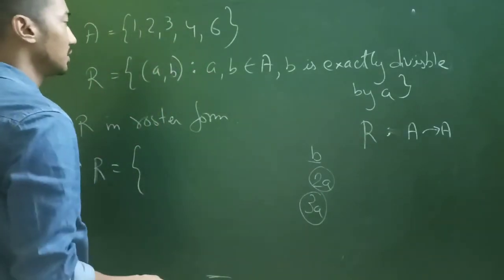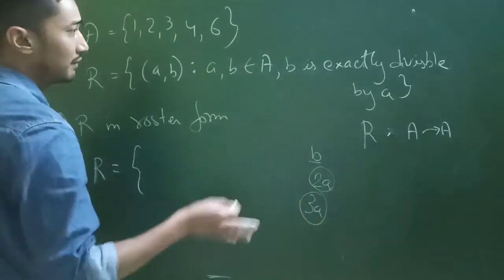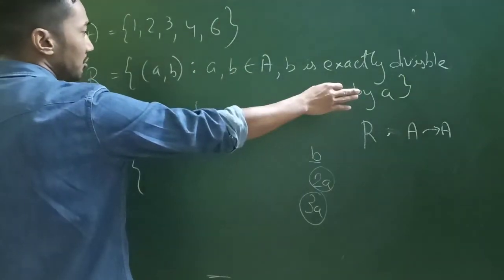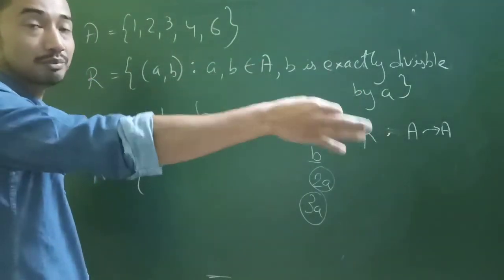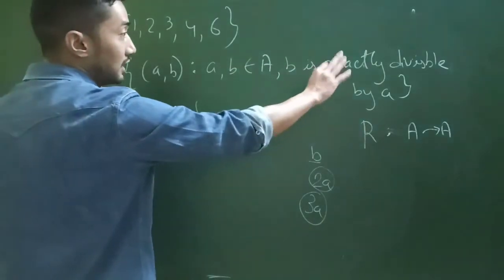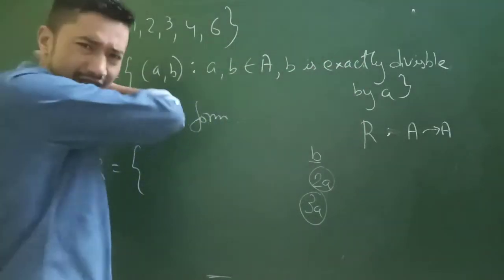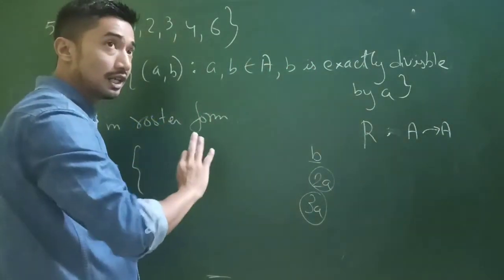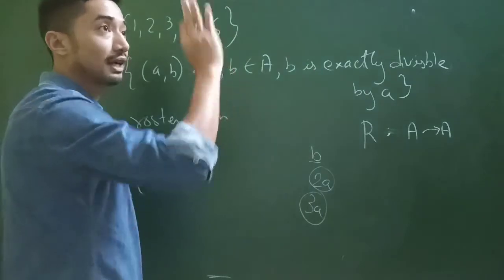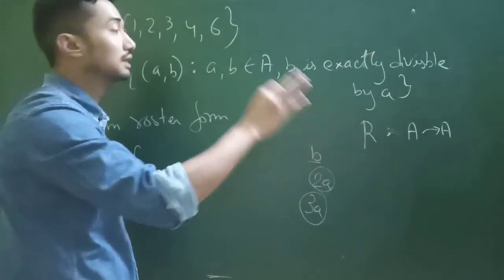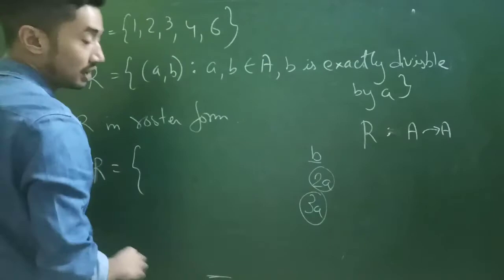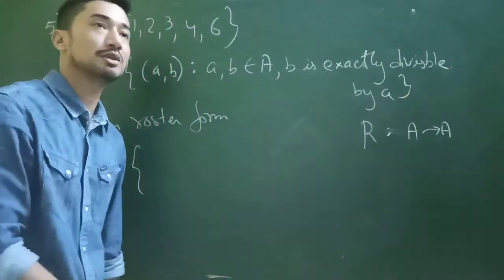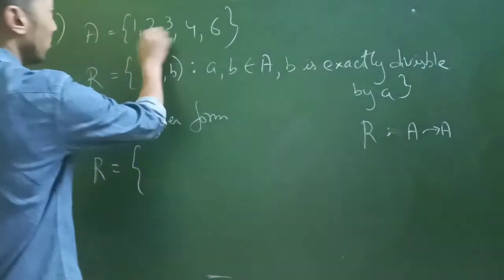One thing is sure: every number divides itself. In other words, b is exactly divisible by a means a can divide b. A is a factor of b. So before we proceed, one pair we can always write is that every number is divisible by itself. So we have 1, 2, 3, 4, 6.